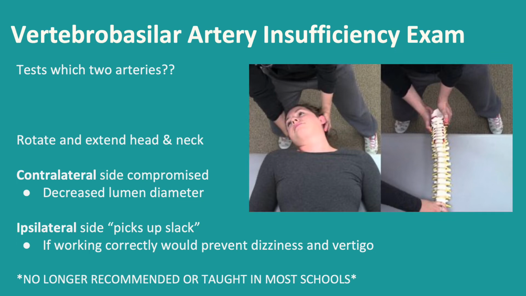And that's on that bullet point at the bottom of the vertebral artery question. One of the common questions that gets asked on a test is which 2 arteries are being tested. And please just know that there's no such thing as a vertebrobasilar artery. That's a combination of the names vertebral and basilar. So those are the two arteries that are being tested or stressed in this vertebral basilar artery insufficiency exam.